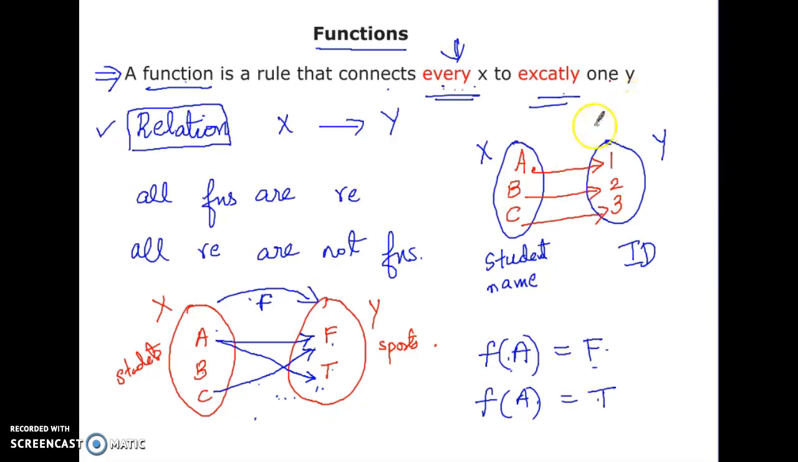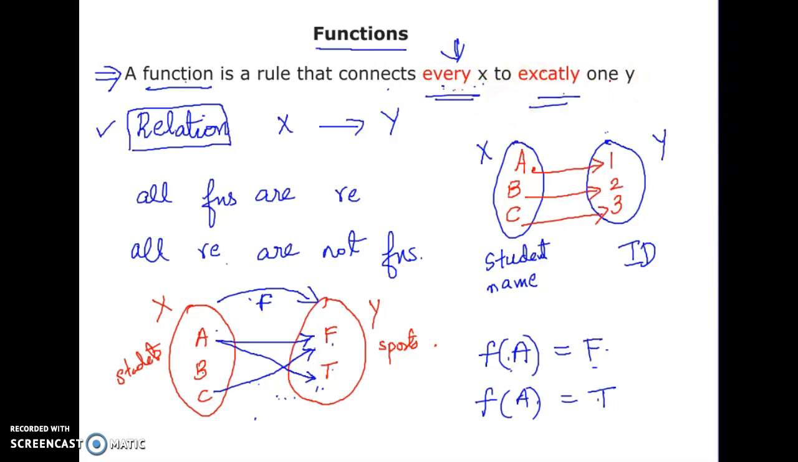If it's not a function, it's called a relation. If it is a function, it is also called a relation. All functions are relations, but not all relations are functions. Only if every x is connected to exactly one y, that relation is called a function.